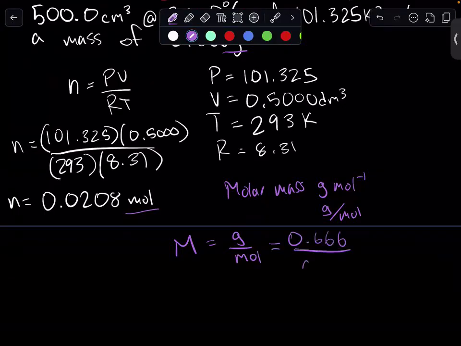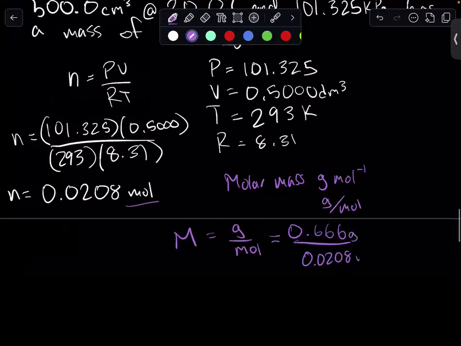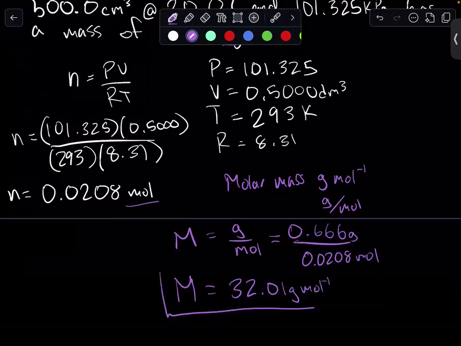Which is equal to 0.666 divided by 0.0208 grams over moles. And I get a molar mass equal to 32.01 grams mole inverse. All right, so that is the use of the ideal gas law along with some molar conversions.